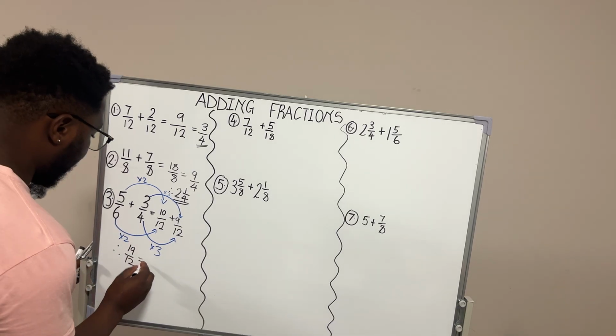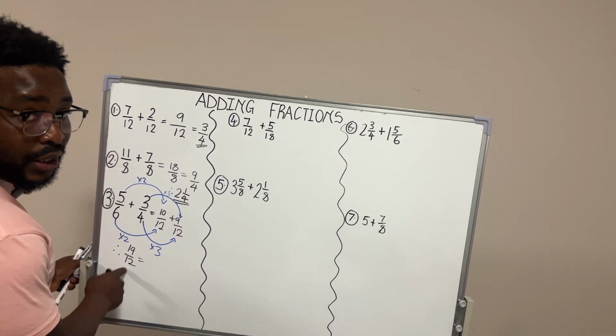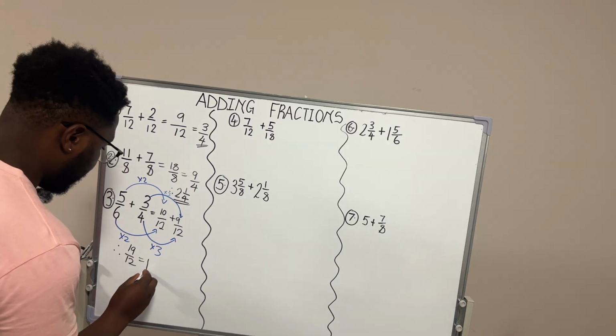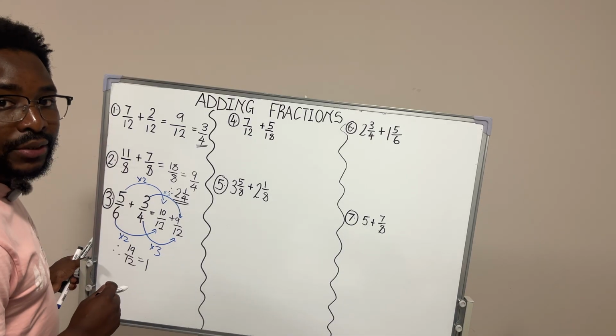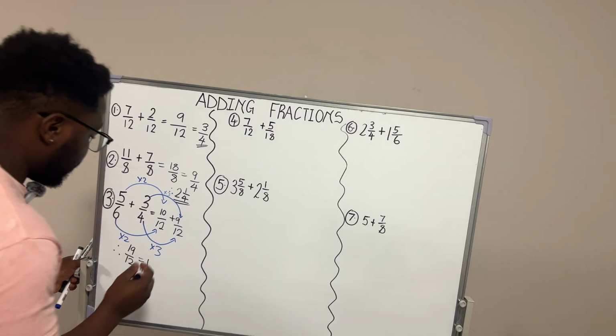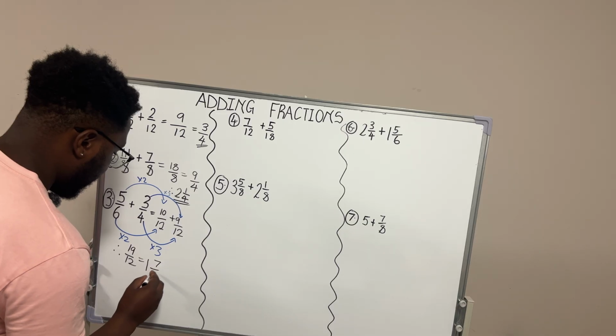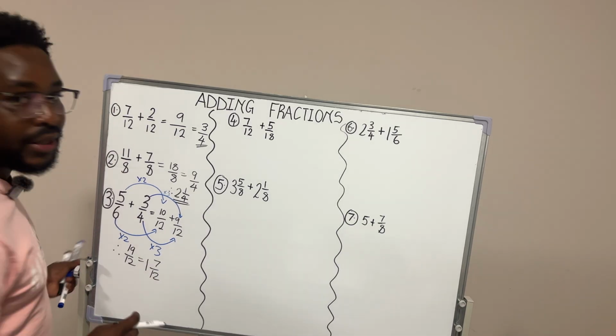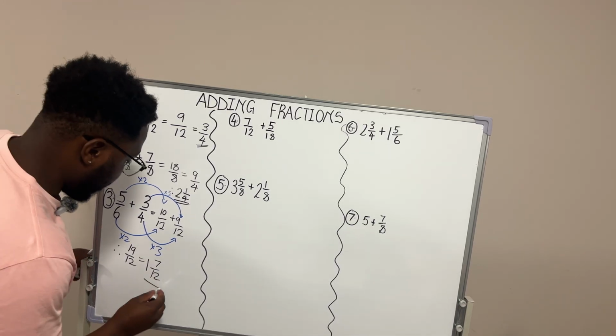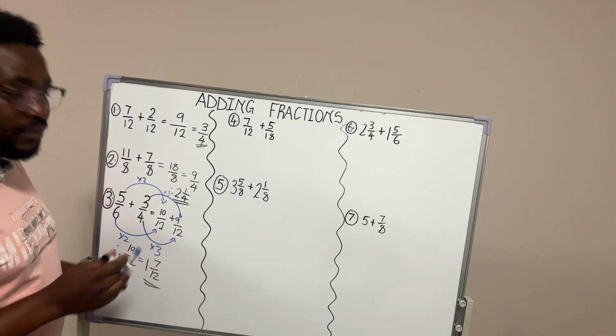Okay, so let's do that. 12 into 19 is what? Is 1, right? And what is the remainder? 7. And we keep the denominator. Okay, so this right here is our final answer.